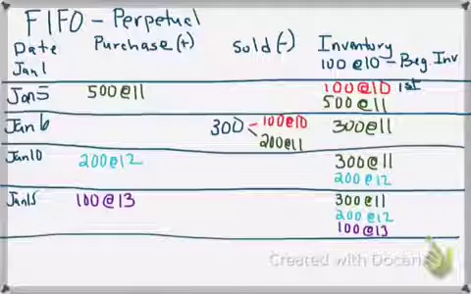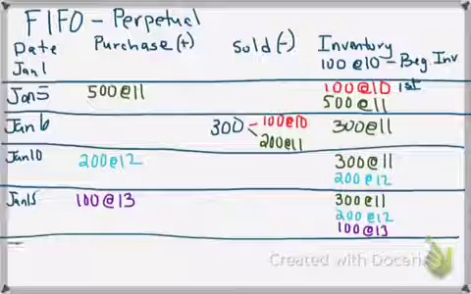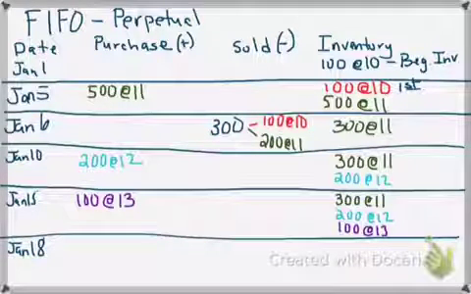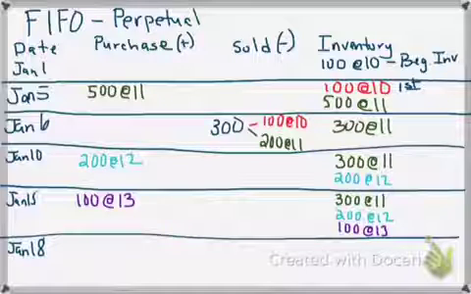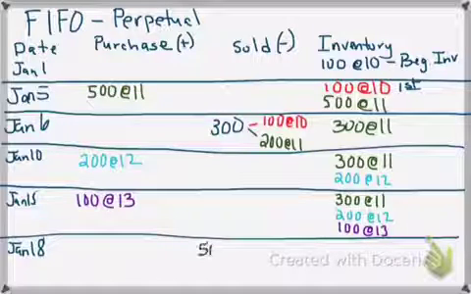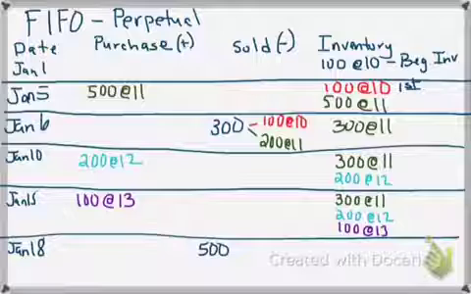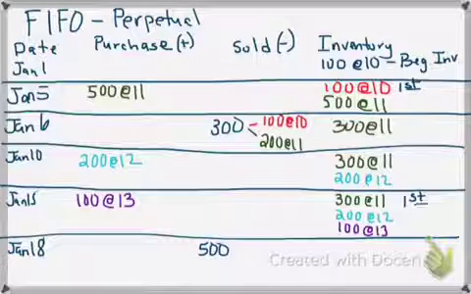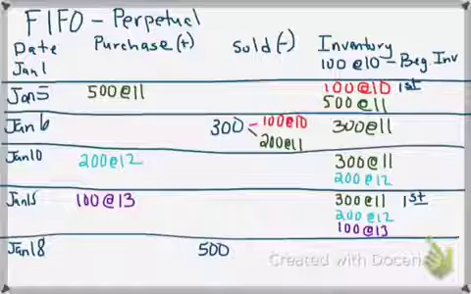I then moved to January the 18th. And then on January the 18th, what I'm going to have is I'm going to sell 500 units. So here is 500 units. I have to break those out. So the first units that I'm going to sell are those 300 green units.